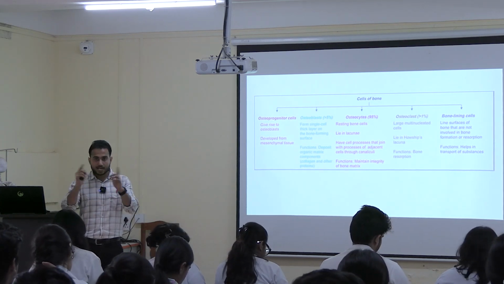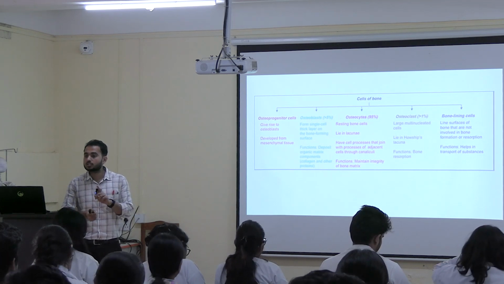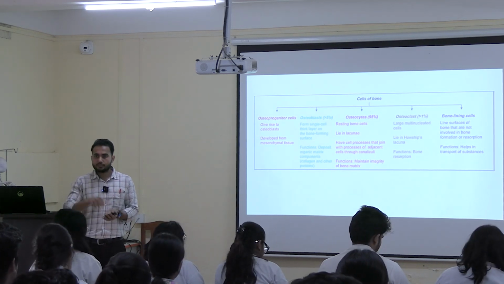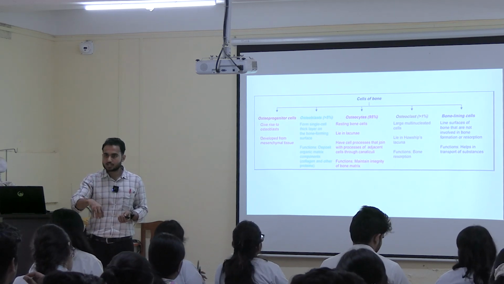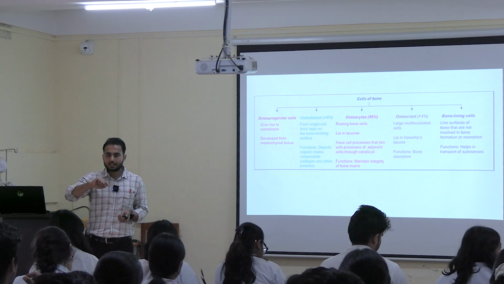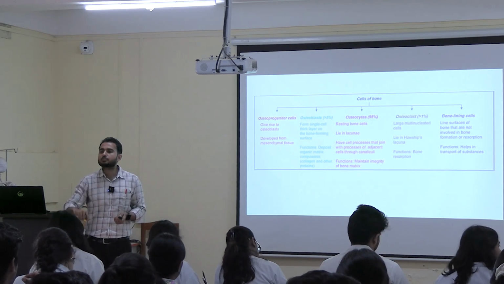Next, another type of large multinucleated cells are there. These are called osteoclasts. Okay. Now, if you see the osteoclast, where they are sitting, where they are attached to the surface of the bone, the area is having finger-like projections.